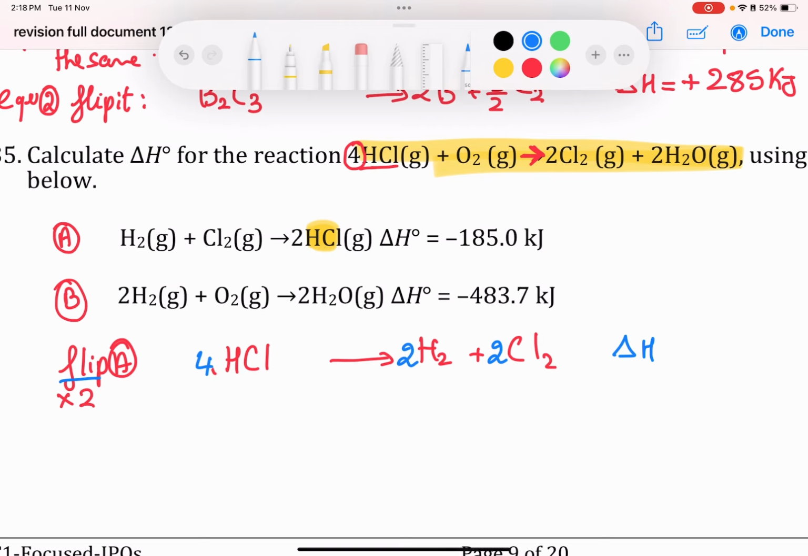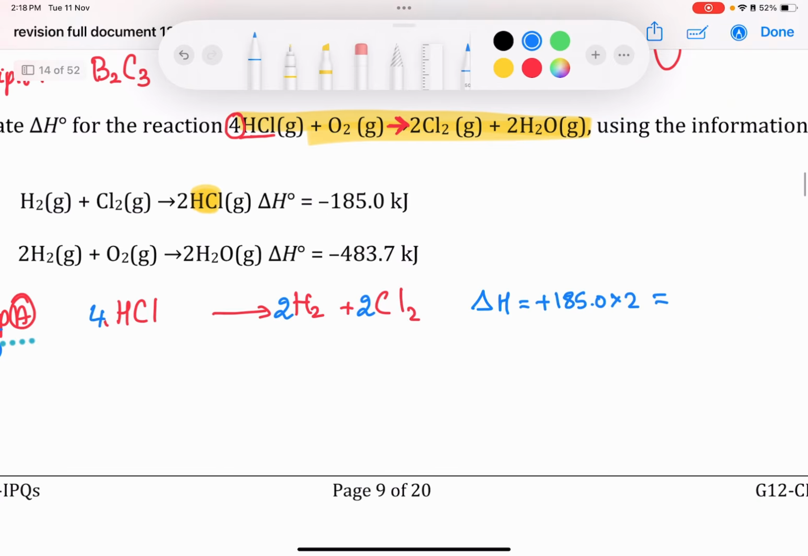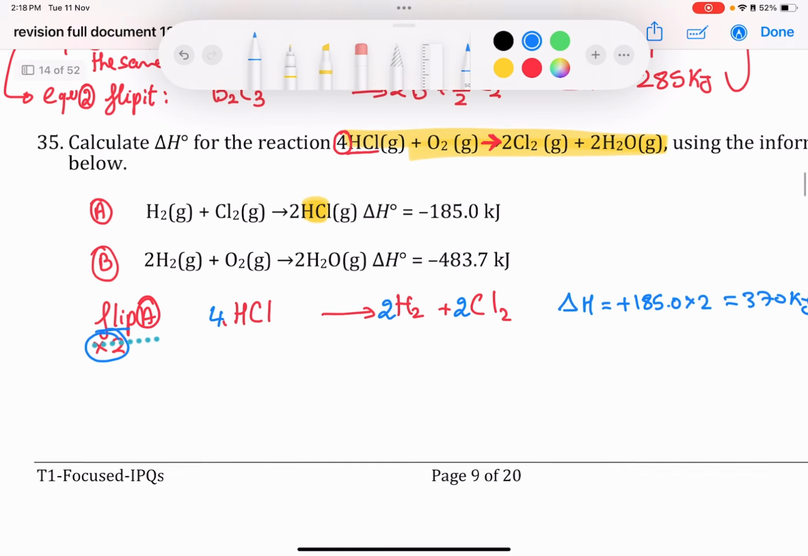You flipped it, so it becomes positive, and you multiplied the equation by 2, so you need to multiply the delta H by 2. That's what should be done. So the answer of this one is going to be 370 kilojoule. Now I'm done with A.